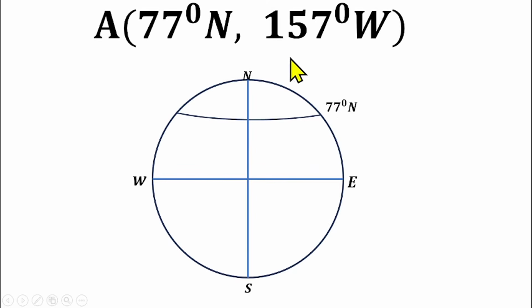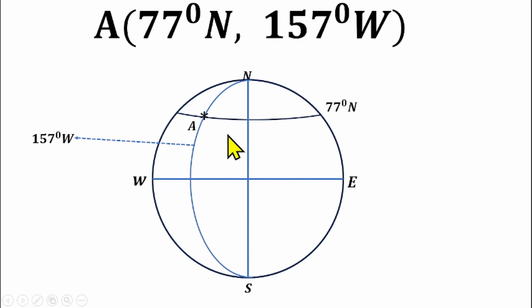Then I will draw a line of longitude, which is 157 degrees west. I'm going to draw it around here also. So that's the line of longitude, 157 degrees west. That means point A should be around here where they meet, where the line of latitude meets the line of longitude. That is this point here, and that should be point A. So that is the location of point A on the Earth's surface also.